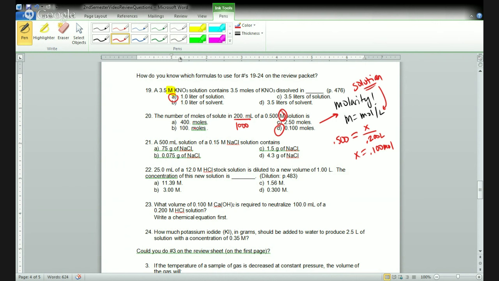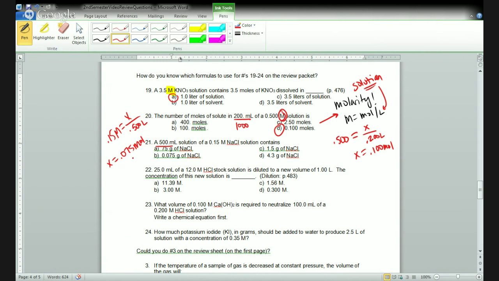Number 21 says a 500 milliliter solution of 1.5 NaCl solution contains, because these are all grams, when we're done with this equation, what we have to do is molar mass to go from grams to moles. So if we run through this problem here, you have that same 0.15 big M equals X. And again, we have to divide this by 1,000. So it's 0.500 liters. So X equals 0.075 moles.